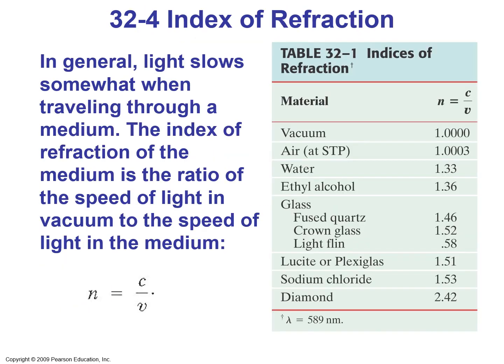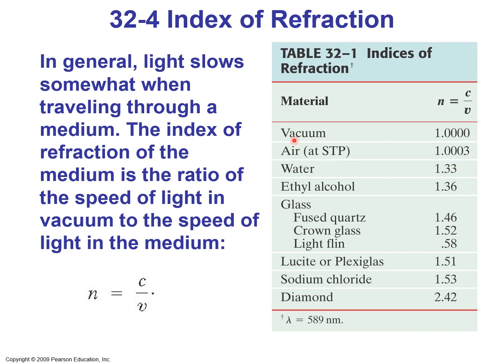Section 4. Index of refraction. In general, light slows somewhat when traveling through a medium. The index of refraction of the medium is the ratio of the speed of light in vacuum to the speed of light in the medium. So we define n as the index of refraction, and it's the ratio of the speed of light in vacuum, c, divided by the speed of light in the medium, v.